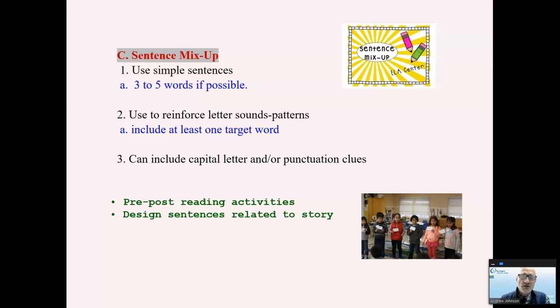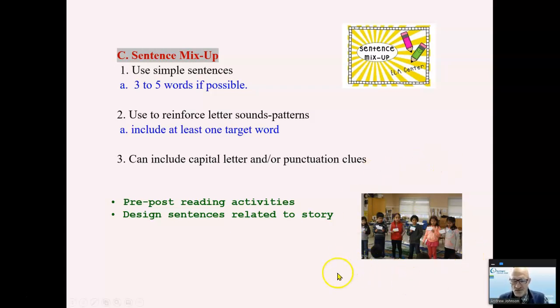If I'm teaching the short I sound someplace, I would simply include short I words in my sentence somehow. And as I'm going to show you, you can include capital letter and punctuation clues if you want to. These are great pre- and post-reading activities. Simply create lessons related to the story, or ask students to write a sentence related to the story and cut up their sentence. Now, here's an interesting one.